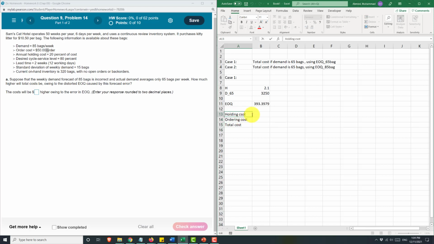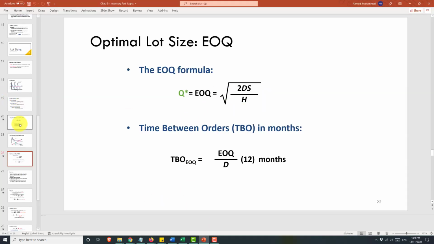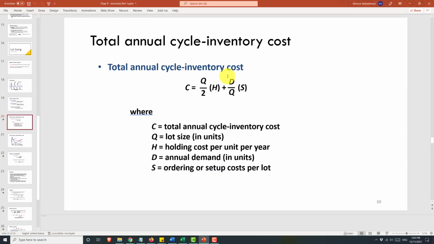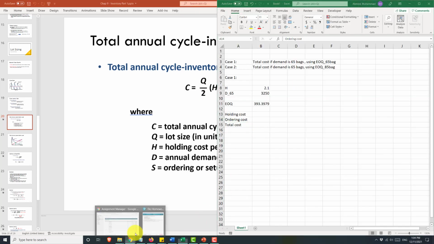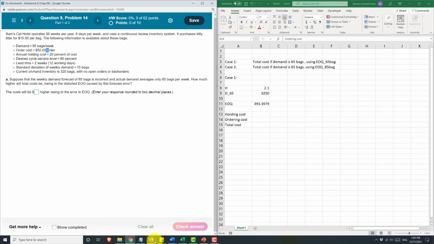Then I can calculate my holding cost and ordering cost, and the sum of the two is going to be my total cost. If you wanted to, you could calculate this whole formula on slide 20 in one go, just total cost, but I like to do it in parts. So I'm going to do the first part here, Q over 2 times H, that's the holding cost, then the second part separately, then add the two. Doing things in parts allows me to verify my work and fix errors more easily. Okay, so holding cost is going to be Q over 2.